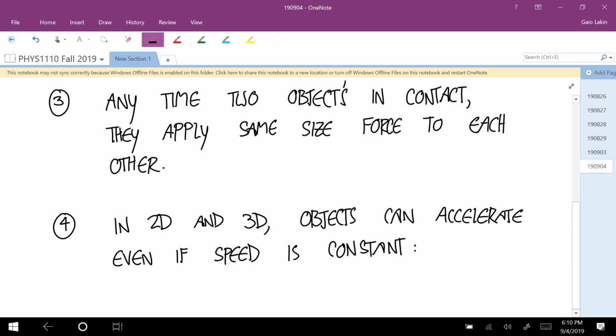And that's because if your direction is changing, you're accelerating. So any kind of turning is an acceleration.